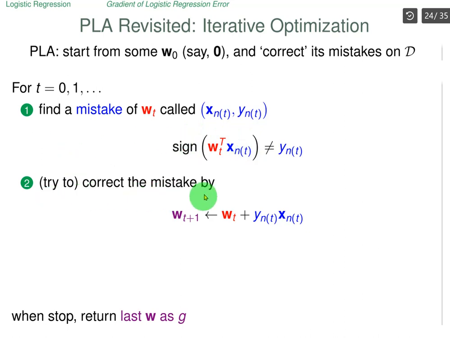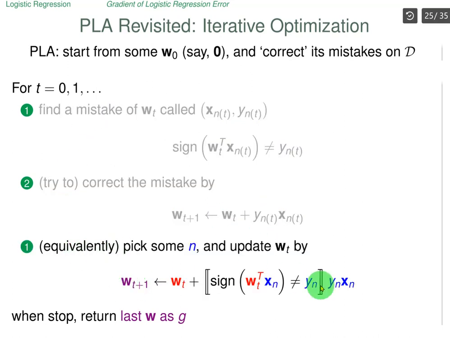Then try to update the weight by the following update rule. The new updated weight at t plus 1 will be the current weight plus the example that it made a mistake on, times the scalar y. So let's combine these 1 and 2 into one update rule. This is equivalent: the new updated weight is equal to the current weight plus the update term. The current weight will be updated if this boolean function is true, then add this current point.